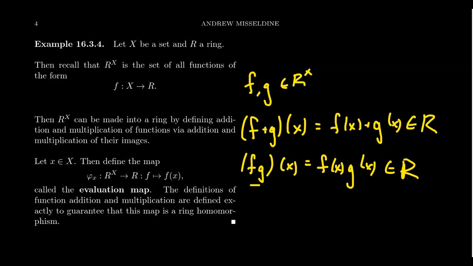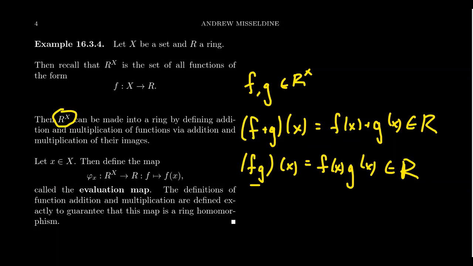So if the codomain is a ring, we can then define a ring structure on the set of functions. And it'll inherit all the nice ring properties. Addition and multiplication will be associative. Addition will be commutative. We will have a zero element, right? For R to the X, the zero element will be the zero function, which is the constant function that sends every element to zero.